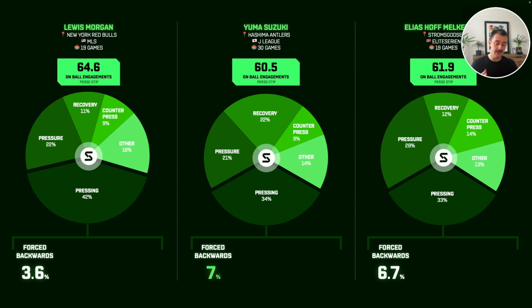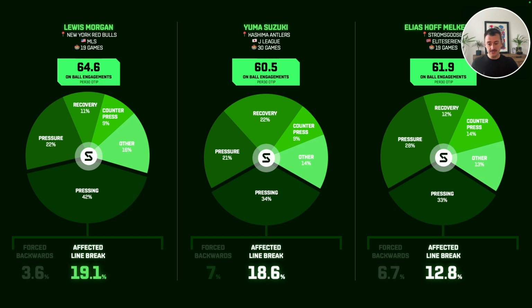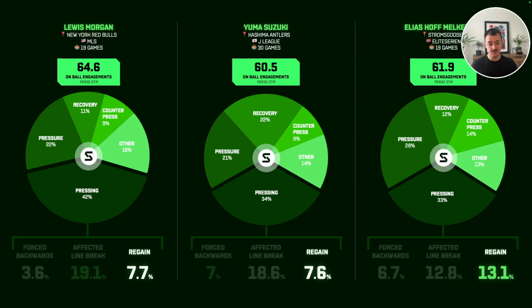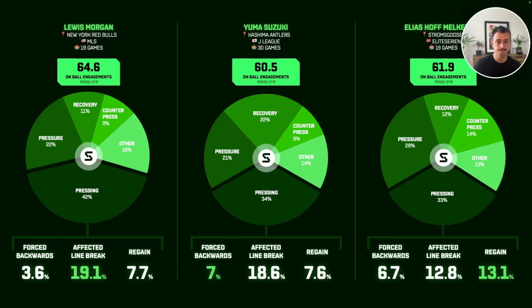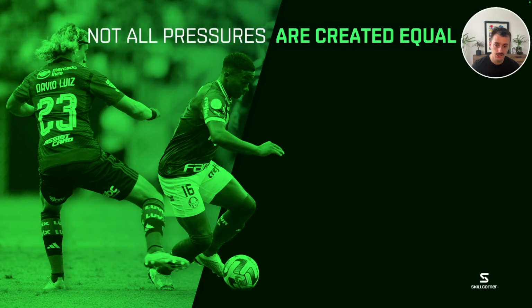Not only that, but we can actually start to understand the effectiveness of these pressing actions. What percentage of the time were they able to force the opposition backwards? What percentage of the time were they able to affect or prevent a line-breaking pass? And also, what percentage of the time were the team able to make a regain when this particular player made that particular engagement type? So not all pressures are created equal.